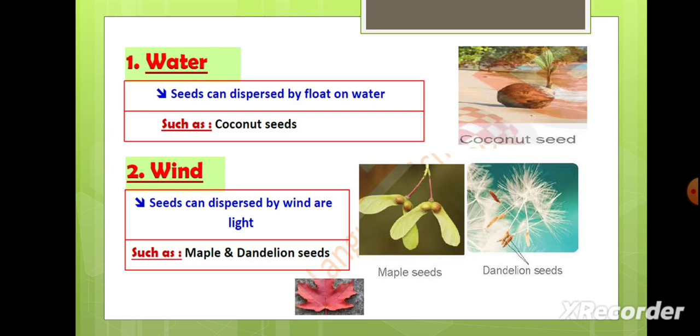So teacher, give me examples. As you can see in the picture, here is the maple seed, and the dandelion seed. We have maple seeds and dandelion seeds. They are very light, so they can be dispersed or moved by wind.